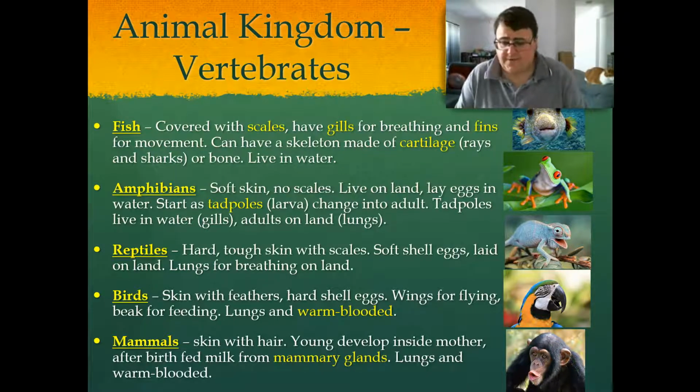Birds have skin, but they have feathers. They don't have scales, obviously, they have feathers instead. These start to lay hard shell eggs, and they have wings for flying, beaks for feeding, and again they have lungs. An interesting characteristic of birds is out of all of these 5 different categories of vertebrate animals, birds are one of only 2 of the groups that are warm-blooded, so they control their own body temperature. They're endotherms, not ectotherms.